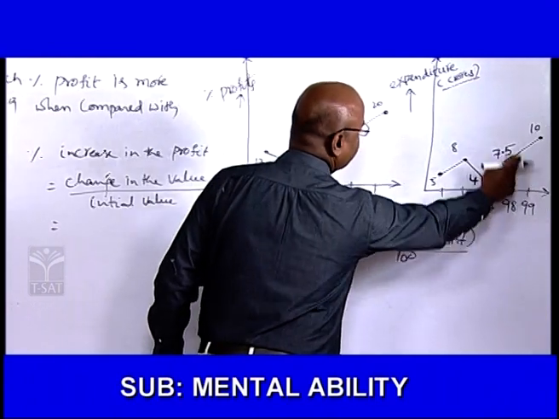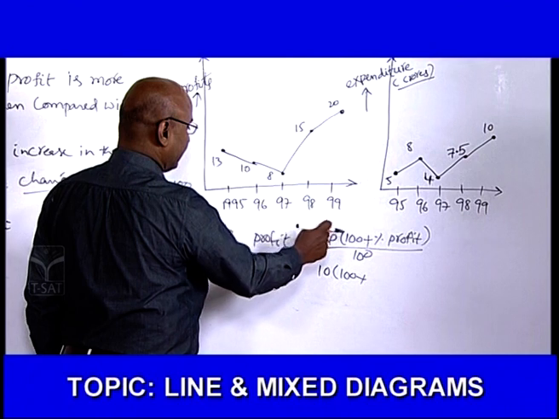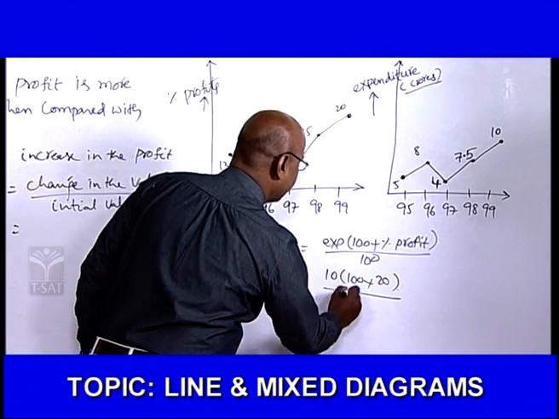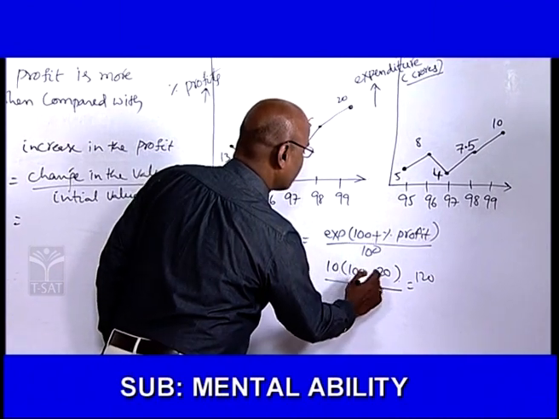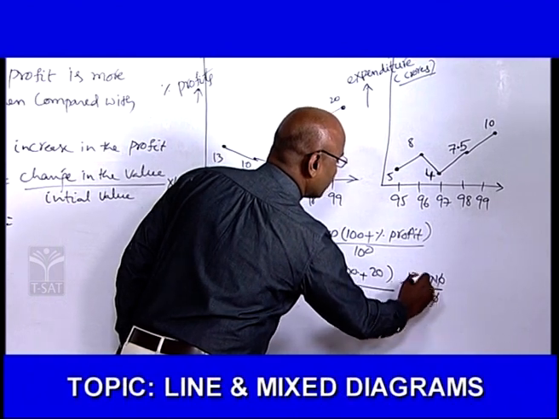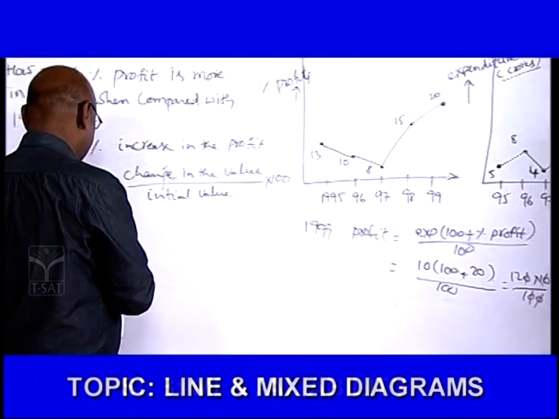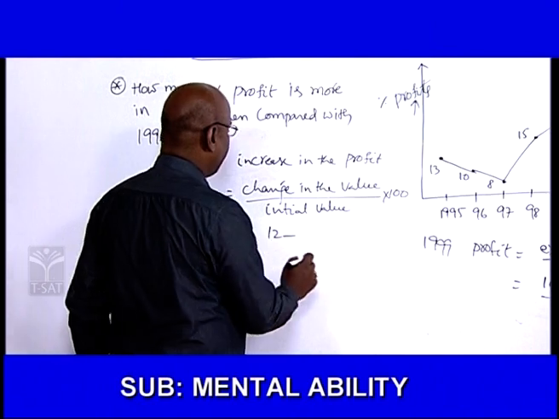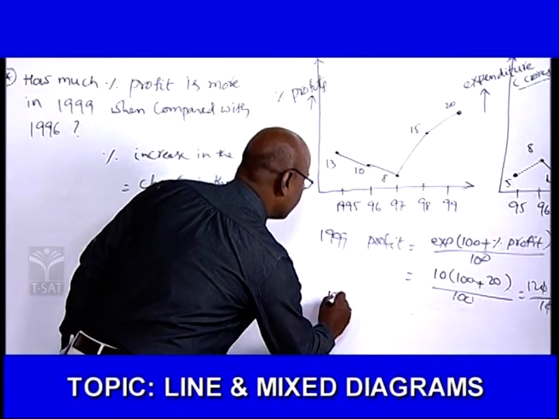In the year 1999, it is 10 into (100 plus percent profit in the year 1999, which is 20) by 100. That is equal to 120, 100 plus 20, 120 into 10 by 100. So it is 12 crores. So the profit in the year 1999 is 12 crores, minus the profit in the year 1996.